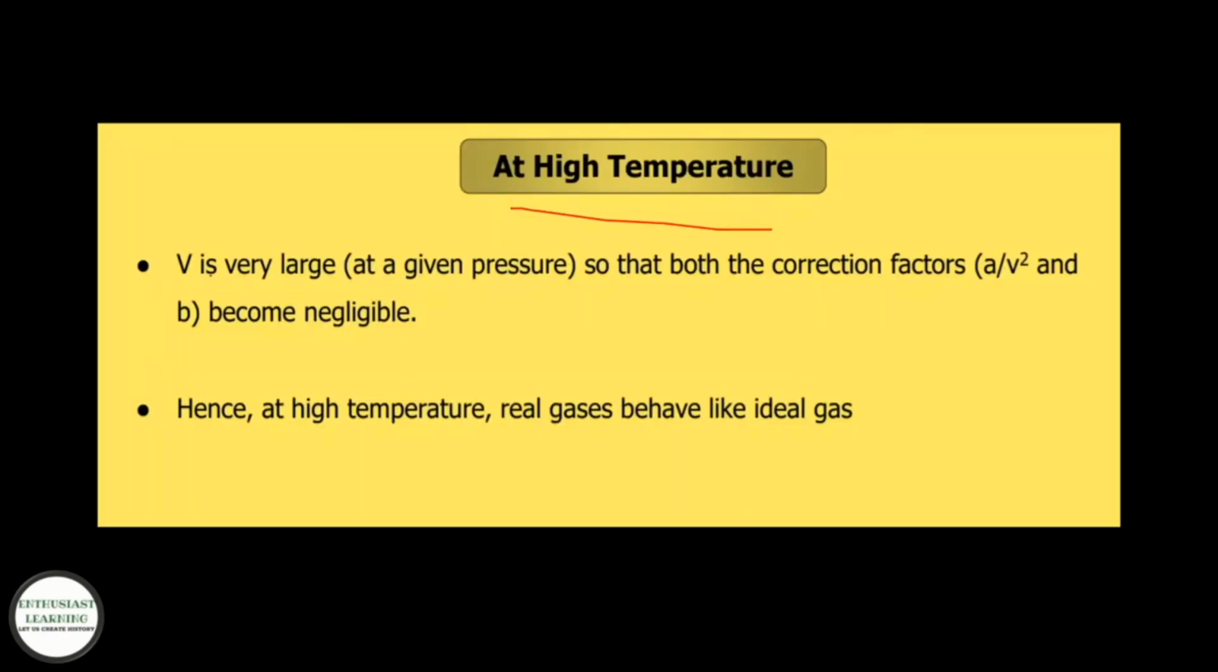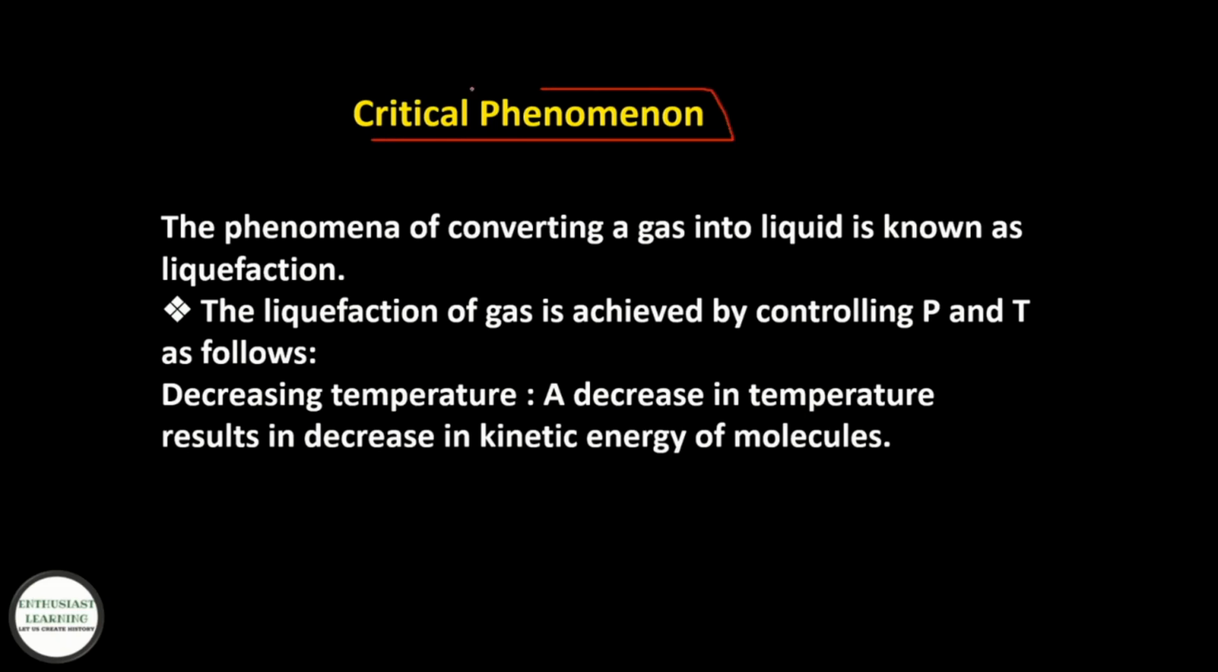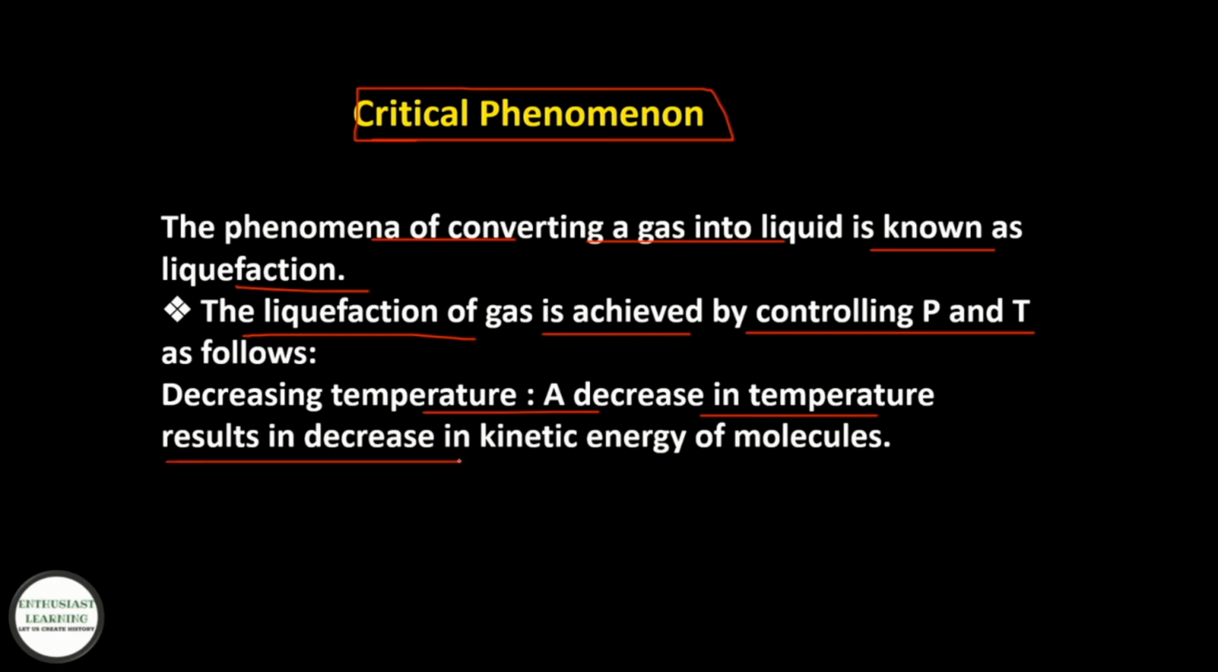At high temperature, V is very large, so that both the correction factors A upon V square and B become negligible. Hence, at high temperature, real gases behave like ideal gas. Critical phenomenon. The phenomenon of converting a gas into liquid is known as liquefaction. The liquefaction of gas is achieved by controlling pressure and temperature. Decreasing temperature: the decrease in temperature results in decrease in kinetic energy of molecules.